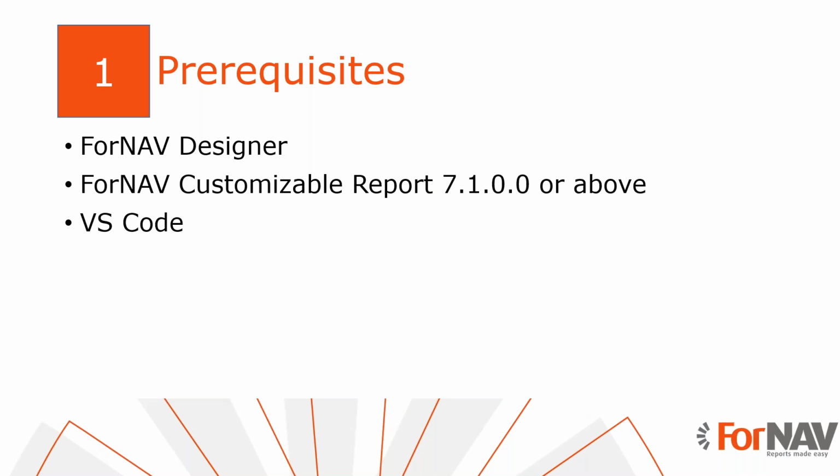Today, I will work in the Business Central on-premise database with the Business Central 2023 Wave 2 release. I've installed the Universal Code version of the Fornav customizable report pack, and I've executed the step-by-step wizard from the assisted setup to get started. To add aging buckets, you need at least version 7.1 of the report pack. I've installed the Fornav Designer, which can be downloaded from the Fornav website. I have also installed Visual Studio Code with the AL language extension.